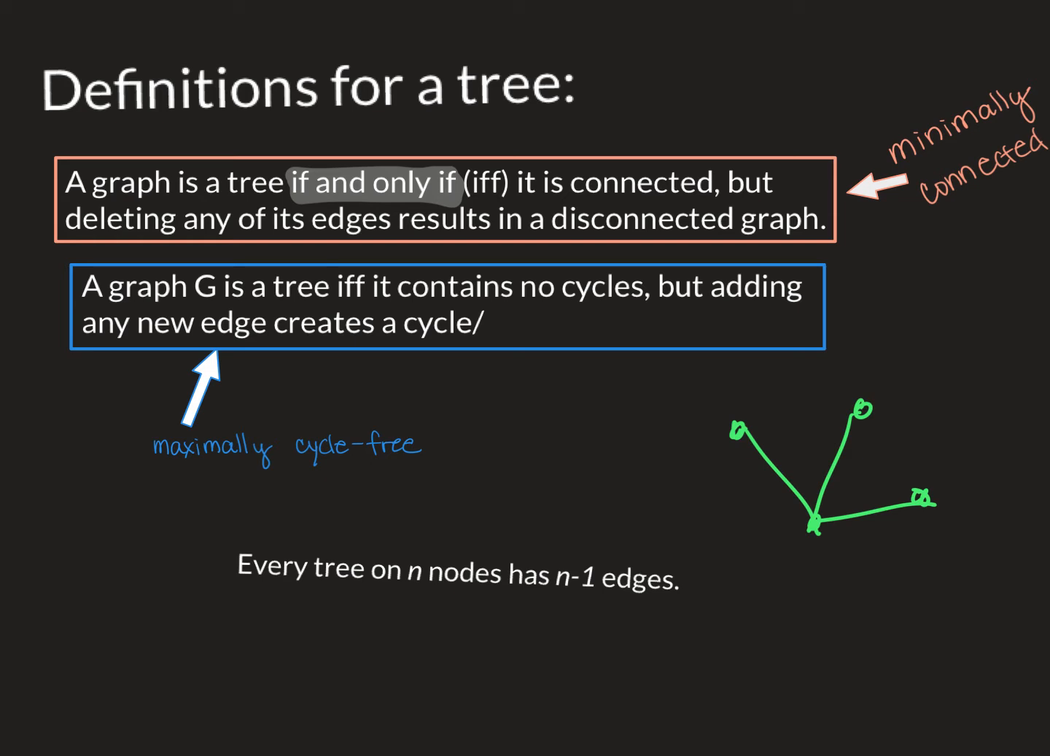The other definition is that a graph G is a tree if and only if it contains no cycles, but adding any new edge creates a cycle. So there is no cycle here, but if I were to add any edge like here, then all of a sudden you have a cycle that you can just spin around here, and you don't want that in a tree. And then fun fact, every tree on n nodes has n minus 1 edges. So for example, there are n equals 4 nodes here, and then there are edges equal to 3. 1, 2, 3. It is just always going to be one edge fewer than a node.